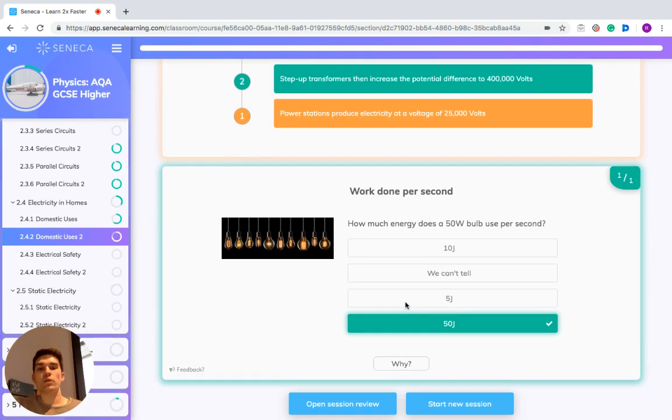And that is all we're going to look at for domestic usage of electricity in homes. I told you it wasn't going to be that boring. I hope I proved you right in that. But if not, then this is something you need to know. It's really important for your exams.